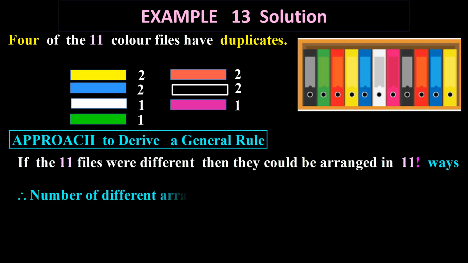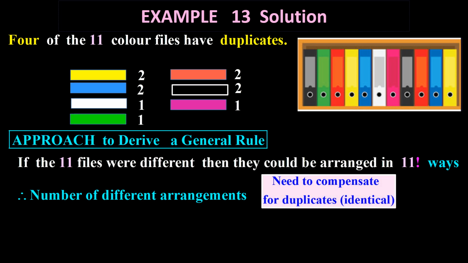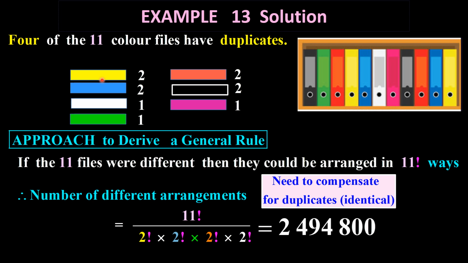Okay. Then the number of different arrangements we can get now, because we have to compensate for those that are identical, we have to take the 11 factorial, but because of the duplicates, we have 2 yellows, so we'll have to divide that by 2 factorial, and then we have 2 blue that we have to divide by 2 factorial, and then we also have to divide it by 2 factorial for the orange and 2 factorial for the black, right? And if you compute that, you can see it gives us quite a large number, 2,494,800 options.